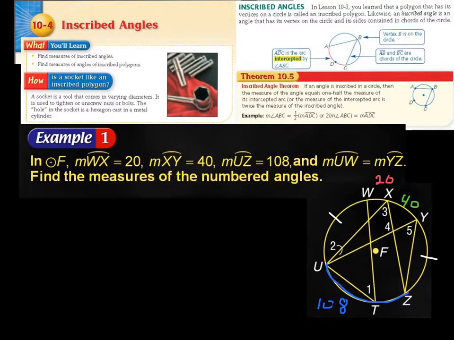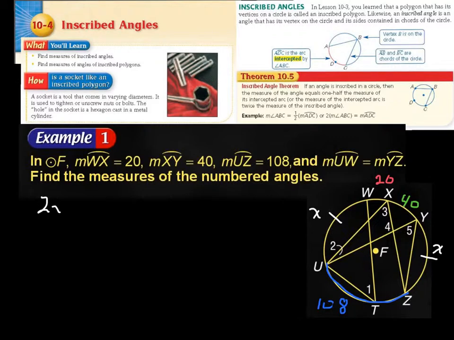In circle F, the measure of arc WX is 20, the measure of arc XY is 40, the measure of arc UZ is 108, and the measure of arc UW equals the measure of arc YZ. Find the measure of the numbered angles. Well, before we can get our angles, we need to finish filling in our arcs. So I'm going to let these two of the same be x.